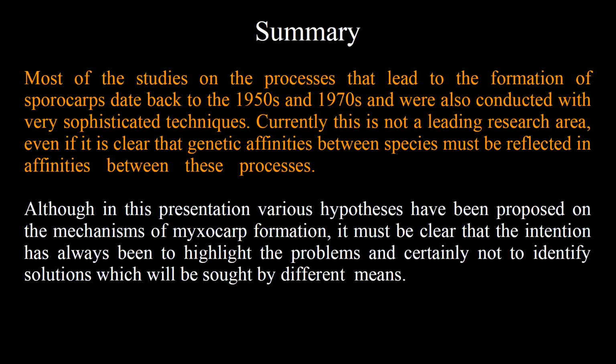Most of the studies on the processes that lead to the formation of myxomycete sporocarps date back to between 1950 and 1970, and were conducted with very sophisticated techniques. Currently, this is not a leading research area, even if it is clear that genetic affinities between species must be reflected in affinities between these processes. In this presentation, various hypotheses have been proposed on the mechanism of sporocarp formation. It must be clear that the intention has always been to highlight the problems, and certainly not to identify solutions, which will be sought by different means. Thank you.